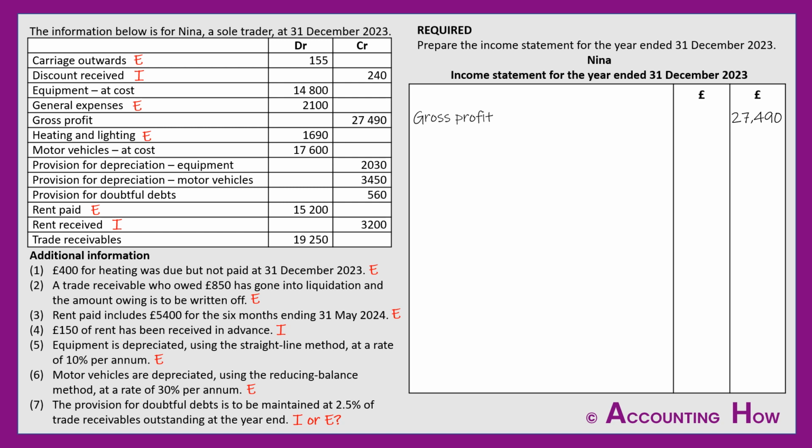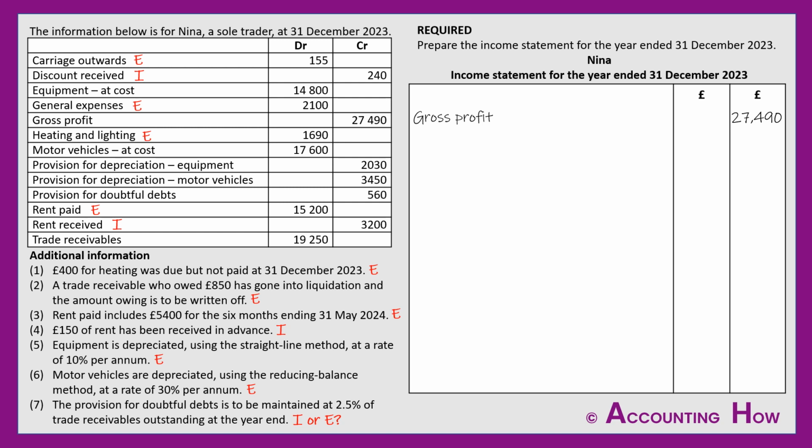So gross profit, 27,490. And then what I'm doing is I'm looking for any other incomes that I can add on. The main source of income for businesses is coming from the sales, the revenue, but remember that's recorded right at the beginning of the income statement in the trading section. So here we're just looking for other bits of income that Nina has received.